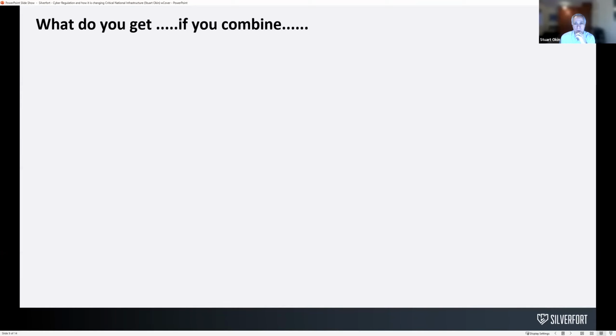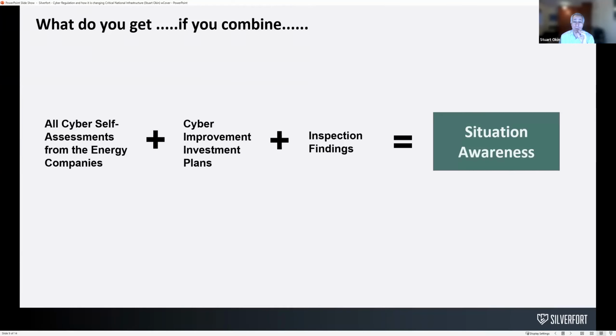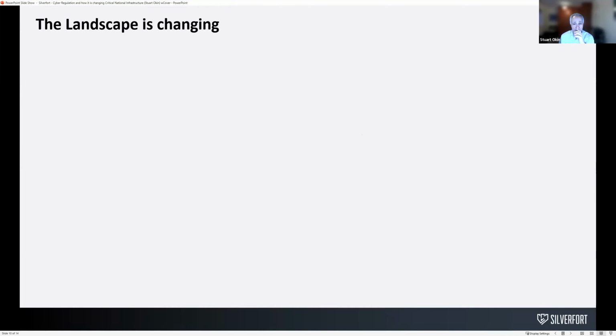Okay, here's an exam question. What do we get if we receive all companies' self-assessments with improvement plans, inspection findings, and regular improvement tracking engagements? What do we get if we get all of those? Cyber assessments, cyber improvement plans, and inspection findings. What we get is really good situation awareness. So what are we seeing out there? The control awareness is not enough to really understand the risk position.